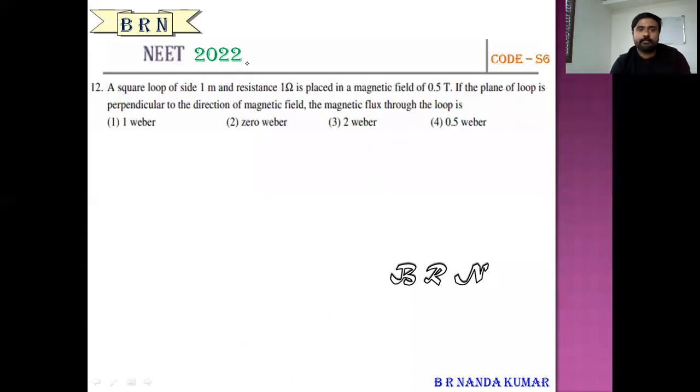Next question. A square loop of side 1 meter and resistance 1 ohm is placed in a magnetic field of 0.5 Tesla. If the plane of the loop is perpendicular to the direction of the magnetic field, the magnetic flux through the loop is, magnetic flux through the loop. Okay, on the square loop, let us consider a square loop.